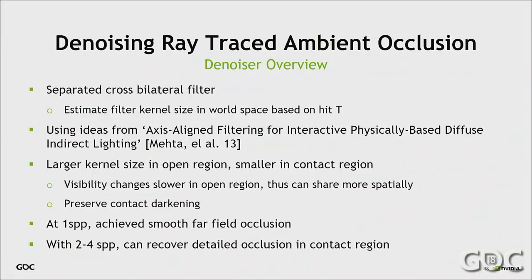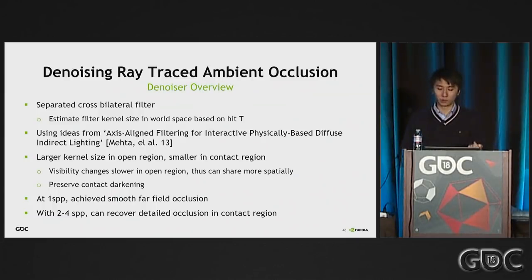All right, and here is a high-level overview of how the filter works. Our denoiser is again a cross bilateral filter with adaptive filter footprint per pixel. The general idea is based on an existing publication called Axis-Aligned Filtering for Indirect Diffuse from Mehta et al., from 2013. It's one of those Fourier space analysis papers from UC Berkeley, which basically varies the filter size based on the ray hit distance.